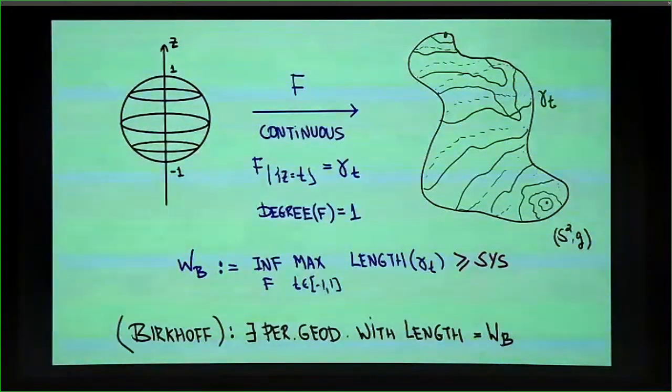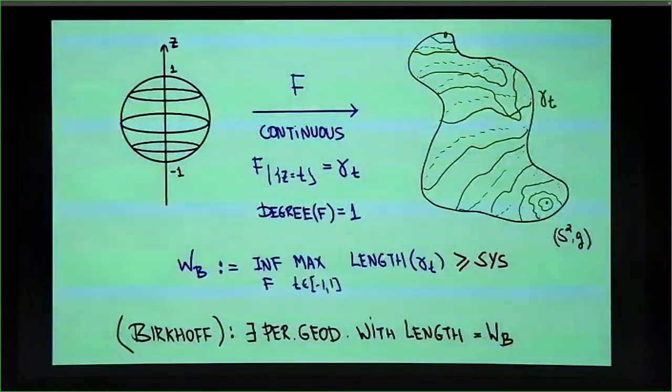So this theorem of Birkhoff not only gives you the existence of the geodesic, but it also gives you a way to estimate the length of the geodesic it produces. Because if you take any such family and compute the maximum length, then you get an upper bound for WB, and therefore an upper bound for the systole. So the better you can sweep out the two sphere in terms of keeping the length small along the family, the better estimate you will have for the systole.